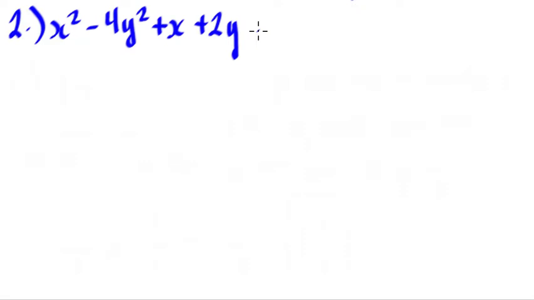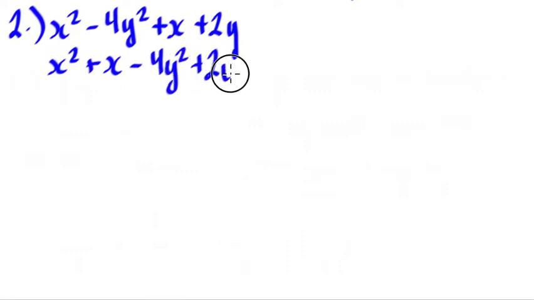Okay, so what are we going to do here? Maybe we can adjust and make all the x's beside each other and all the y's beside each other. So let's see. We have x squared. This can be rewritten as x squared plus x minus 4y squared plus 2y.